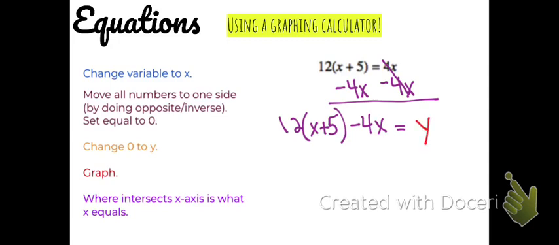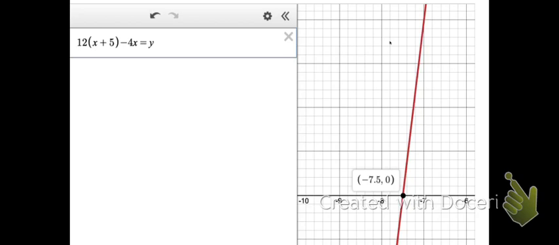And then the last step is to change that 0 to a y. This is what I'm going to enter into my graphing calculator. Notice I'm not going to distribute, I'm not going to combine like terms. I'm just going to take everything, move it over to one side by doing the opposite operation, and then graph it. And when you graph it, this is what you're going to see. You want to click on the point where the graph intersects the x-axis, and that is your answer. Answer is whatever the x-coordinate is. X equals negative 7.5. The same answer we got when we solved it going through the steps.